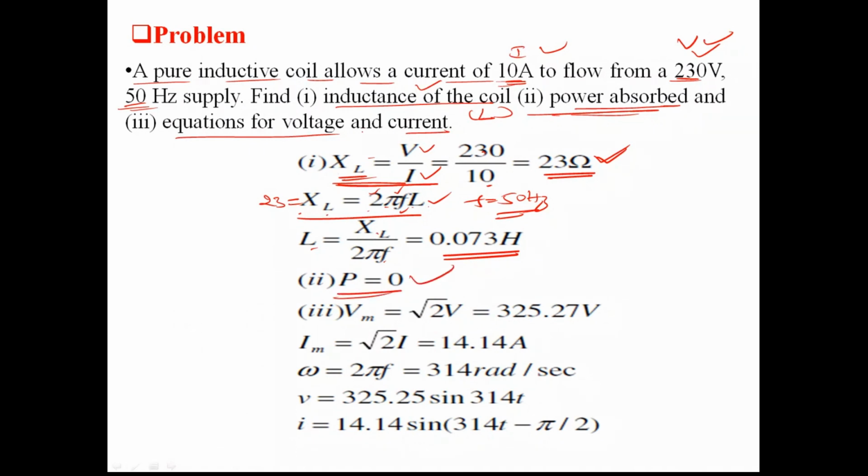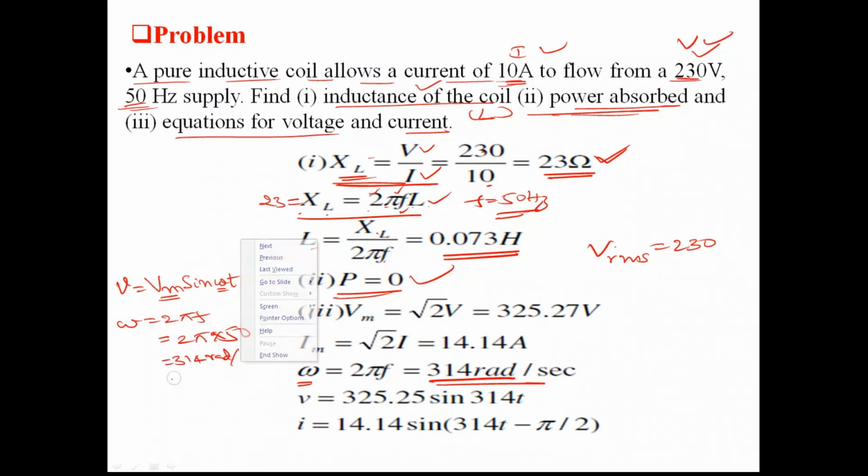Then the third one is the equation for voltage and current. We need equations for voltage and current. Here the voltage given is VRMS, which is equal to 230 volts. So from that, what is the voltage expression? V is equal to Vm sin omega t is the applied voltage. In this we need Vm and omega. Omega is equal to 2 pi F. So what is 2 pi F? 2 pi into 50, which is given by 314 radians per second. That is omega.